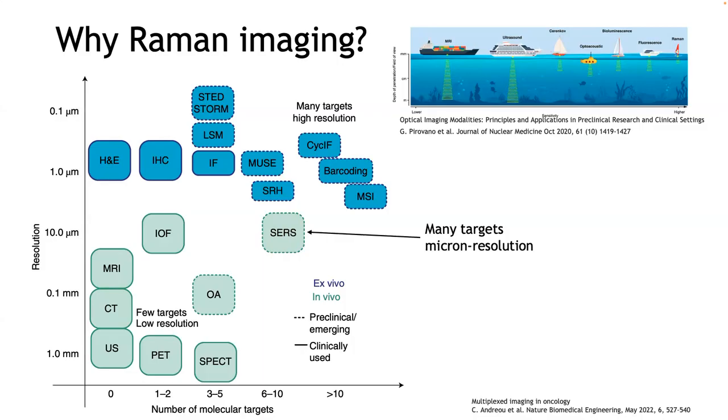And I want to say that we typically use the words Raman imaging and SERS imaging interchangeably because the SERS nanoparticles are the contrast agents for Raman imaging. So sometimes we see Raman imaging, SERS imaging. Most of the time, it's the same thing.